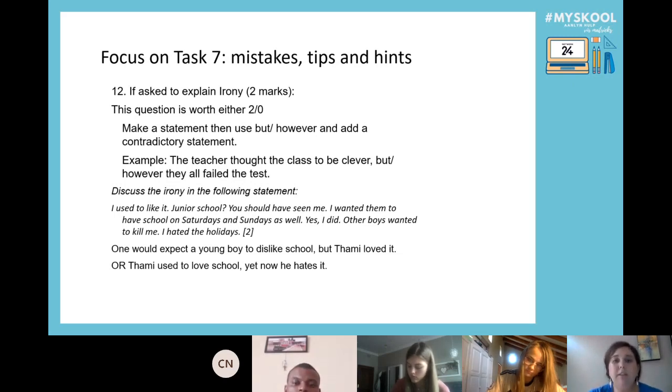For example, the teacher thought the class would be clever, but yet, however, they all failed the test. An expectation, a but, and a contradictory statement. For example, discuss the irony in the following statement.